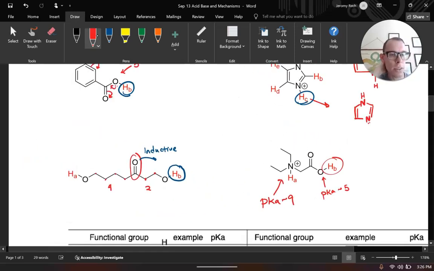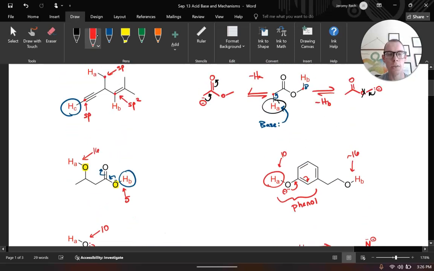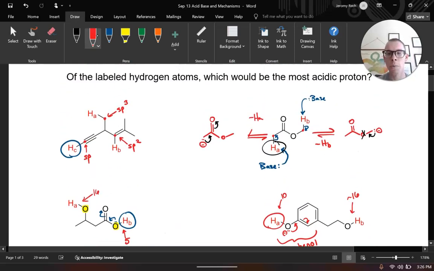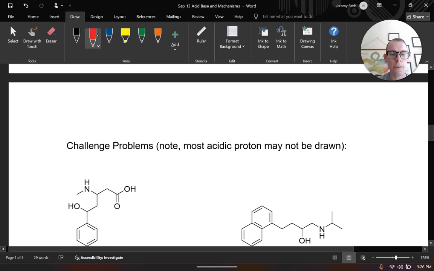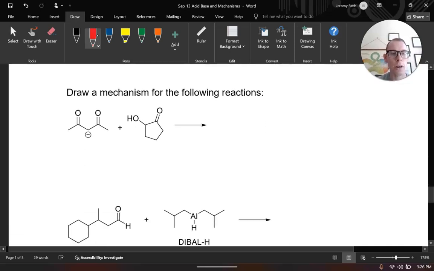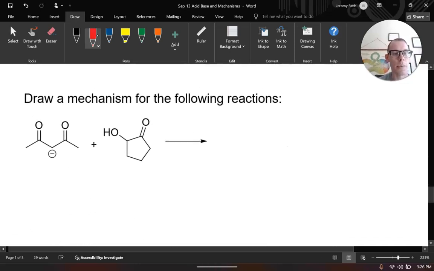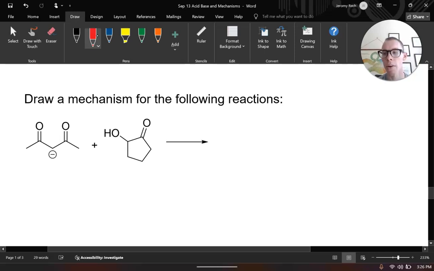So hopefully that was some nice extra practice on walking through thinking about a bunch of acidic protons. We'll go ahead and end the video here, and then in the next one, we're going to get a bunch of practice doing some acid-base mechanisms and thinking about doing some arrow pushing. So I'll see you in that one.